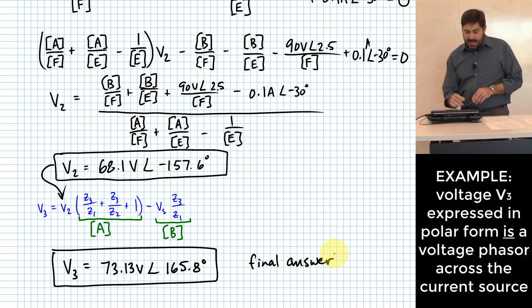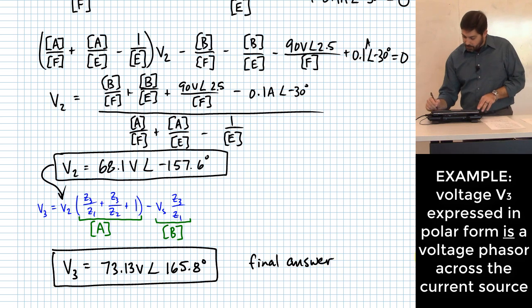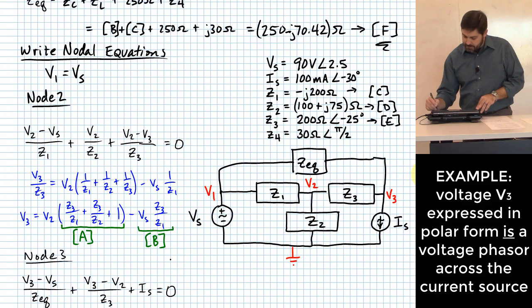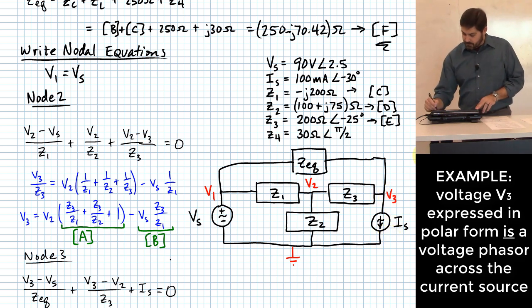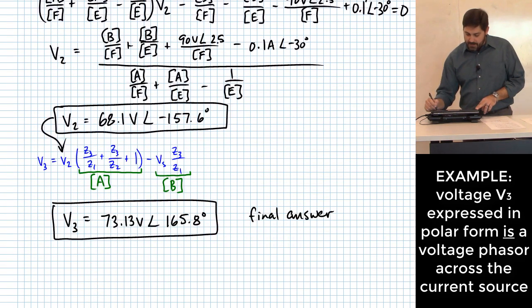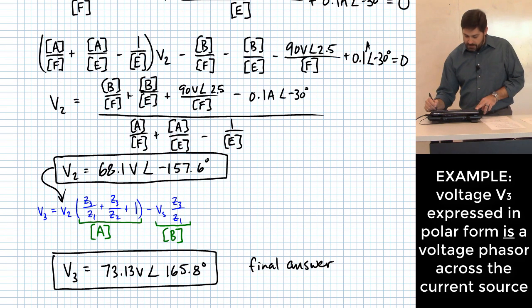Because that is the voltage phasor that expresses what the voltage is across the current source. If we go back up and look at the drawing up here, right, V3 is the voltage, because V3 is expressed relative to ground, right? So V3 is the voltage across that current source, right? And so we have now found what that value is.